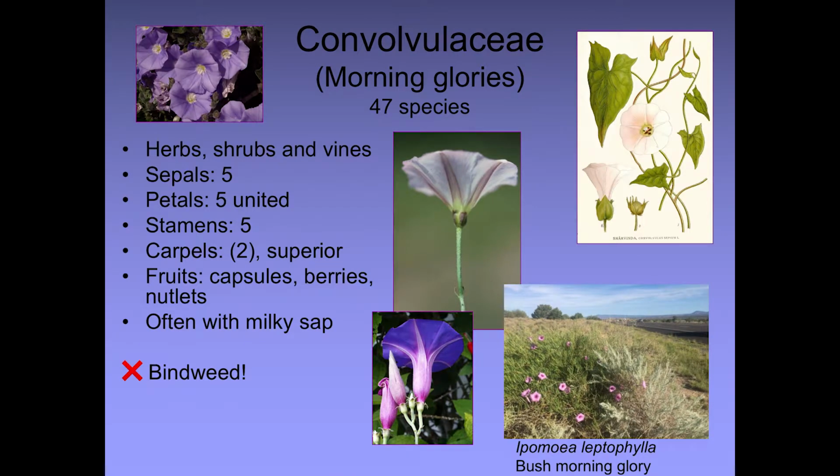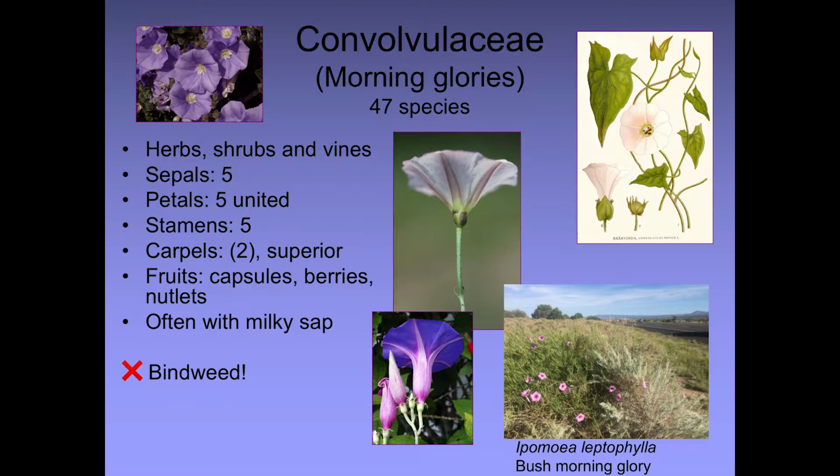Convolvulaceae is the morning glory family, 47 species, herbs, shrubs, and vines, mostly vines. The common one we see around here, which you don't like, is the bindweed, and it is real cute. 5 sepals, 5 petals. These 5 petals are merged. You do not see separation between those petals. They're completely fused. They often have milky sap.